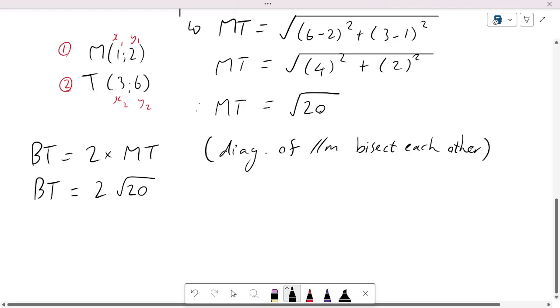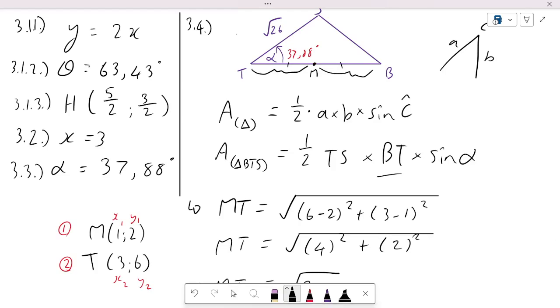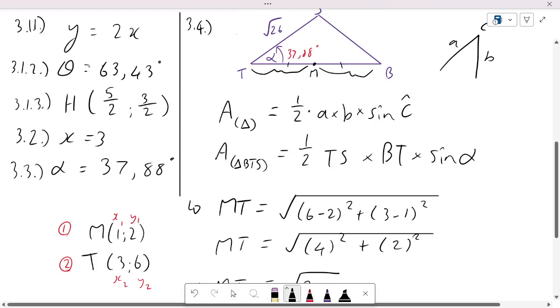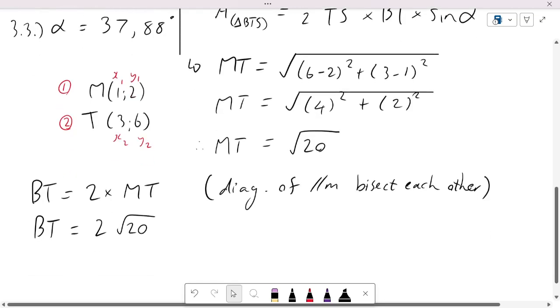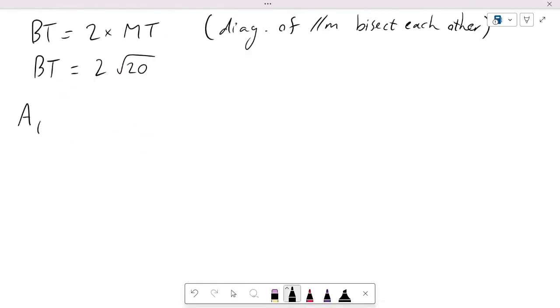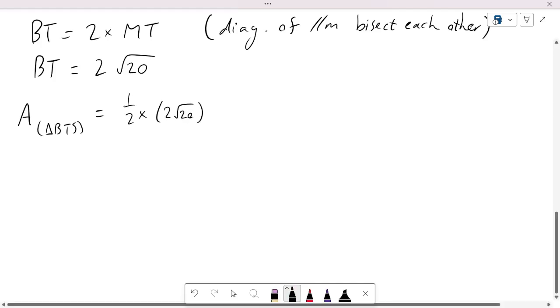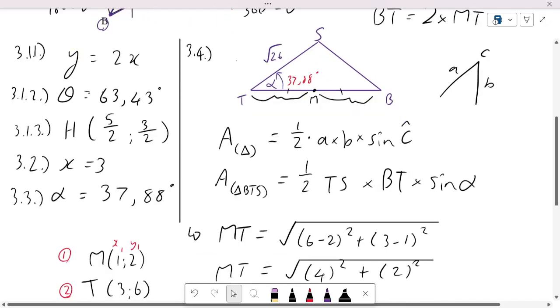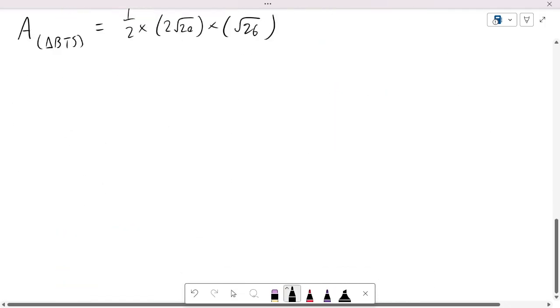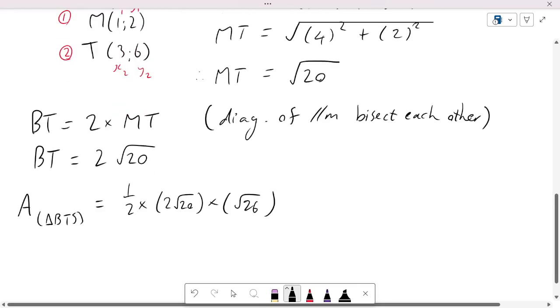Okay, now that we have BT, and we have TS, and we have sine alpha, we can find the area. The area of triangle BTS is going to be equal to half multiplied by our BT, which is 2 multiplied by the root 20, multiplied by our root 26, which we had as TS, and sine of alpha.